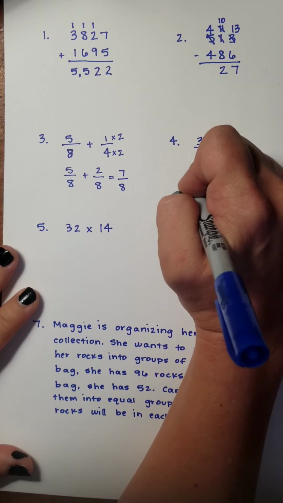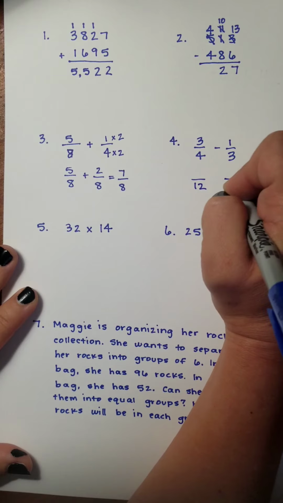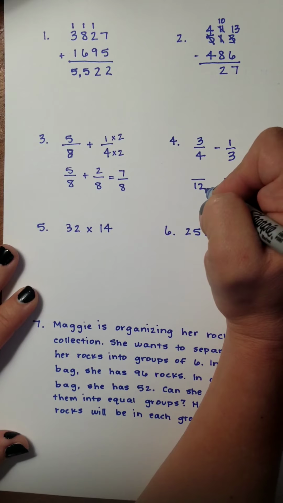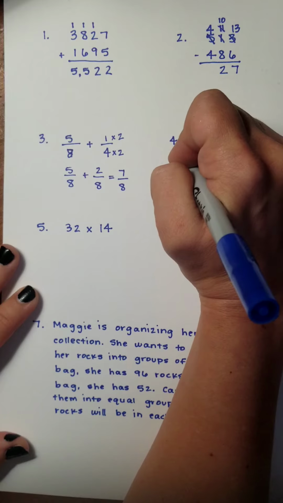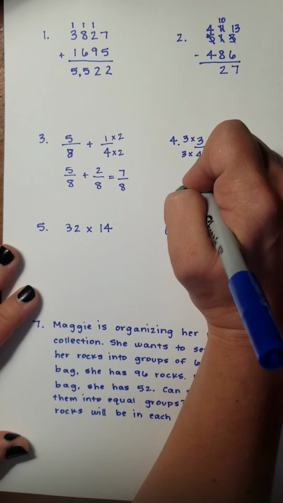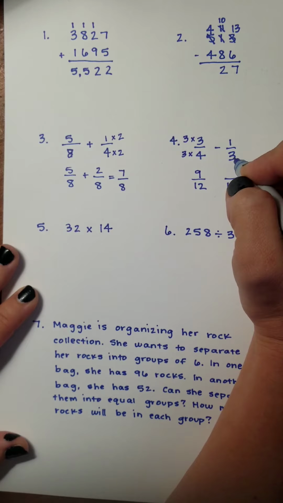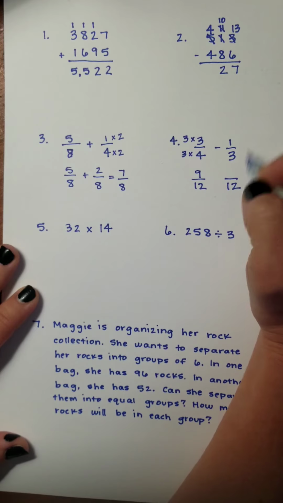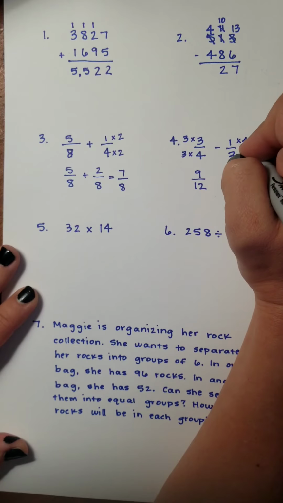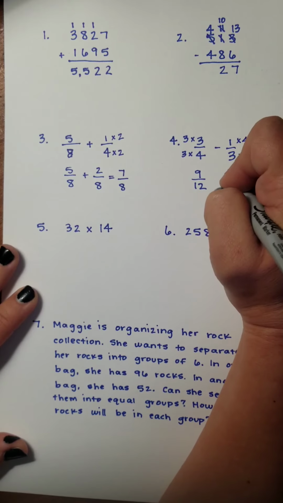So I want to convert both of these into twelfths. So I'm going to say 4 times what is 12? It's 3. So I multiply the top and bottom by 3. 3 times 3 is 9. Now I'm going to look at this. 3 times what is 12? It's 4. So I'm going to multiply the top and bottom by 4. 1 times 4 is 4, and now I subtract. 9 minus 4 equals 5, and my denominator is twelfths.